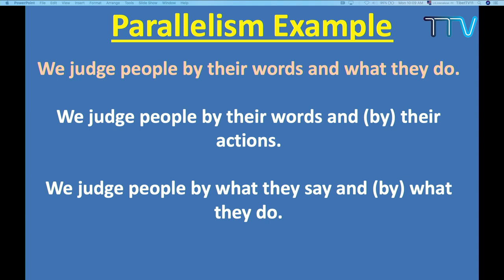The second option: we judge people by what they say and by what they do. So 'by' is optional. We judge people by what they say, what they do, what they play, what they write. All these are verbs. So if you want to use verbs, you continue using verbs. If you are using nouns, you continue using nouns. You should not mix up. If you mix up all these things, this is called parallelism. That is a common error.